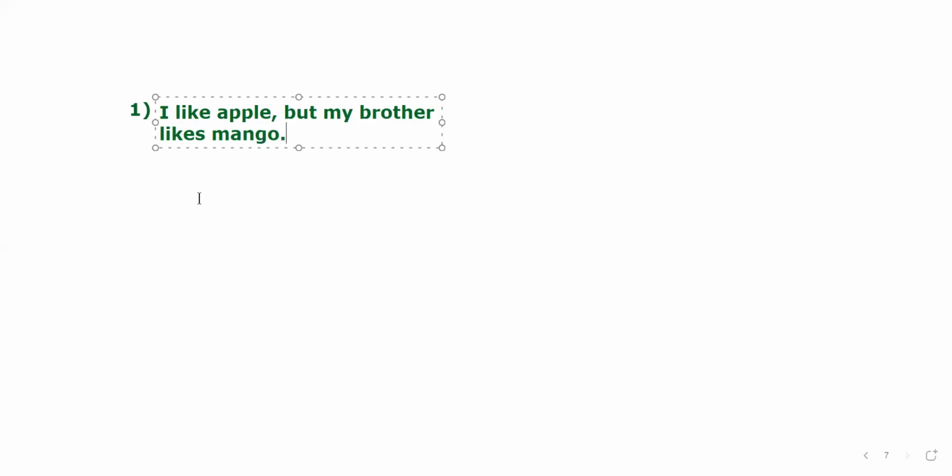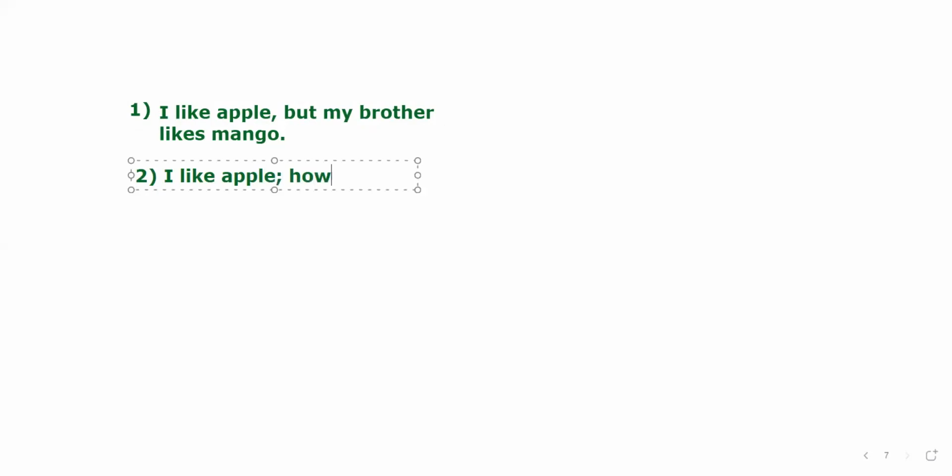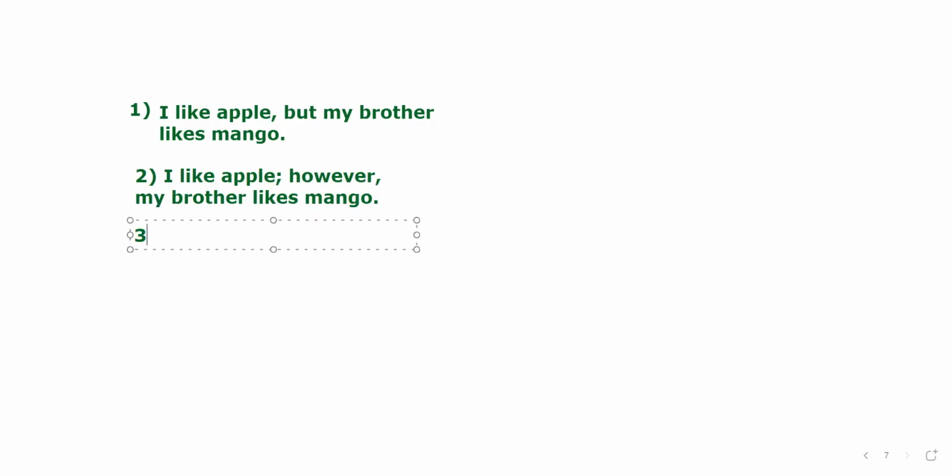I can also write the same sentence: I like apple; however, my brother likes mango. Is that clear? Is it clear, guys? We can use whereas also, right? Whereas and however are the same kind of connectors, right?